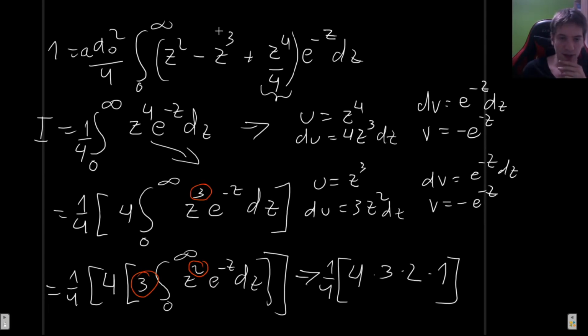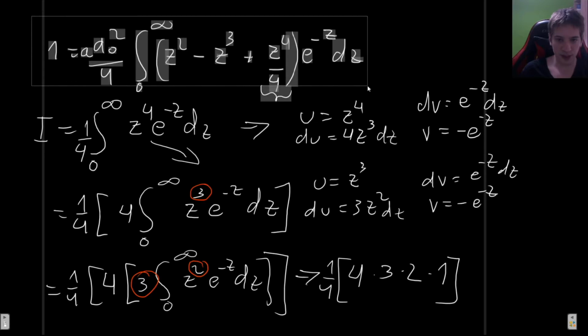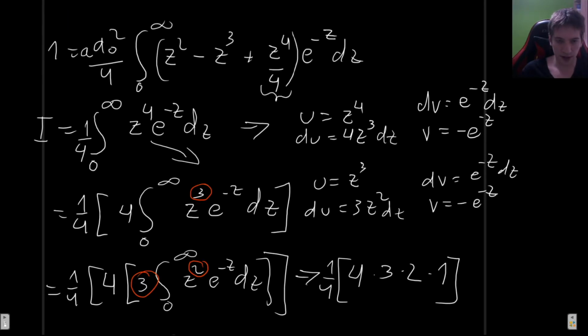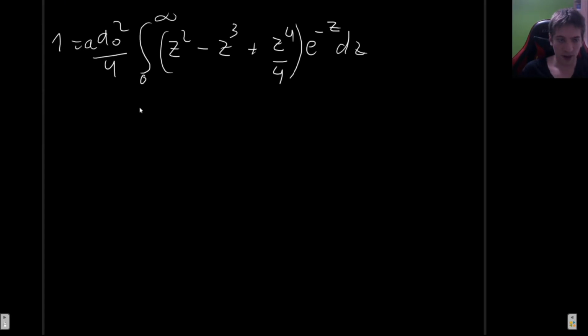And similarly, this right here will just be 3 times 2 times 1. And this integral right here will be 2 times 1. So let's now take this to the next page and actually set those results in. If you want, you're free to integrate by parts, but as you can see, you have to integrate by parts 4 times here, 3 times here, 2 times here.